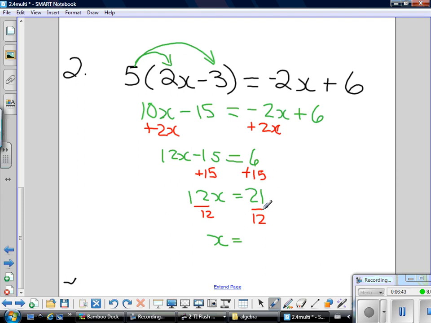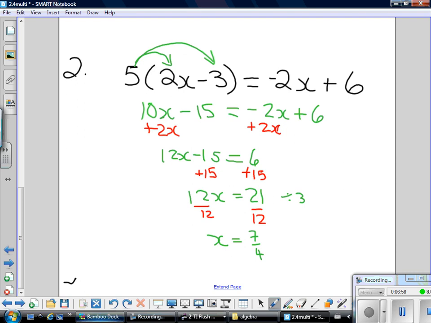What goes into both top and bottom is a 3. So I'm going to divide top and bottom by 3. So I'm left with 7 quarters. Okay, we don't have to change it to mixed. That's reduced in proper form, and that is fine.